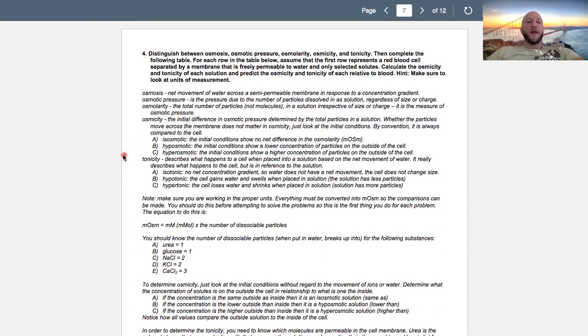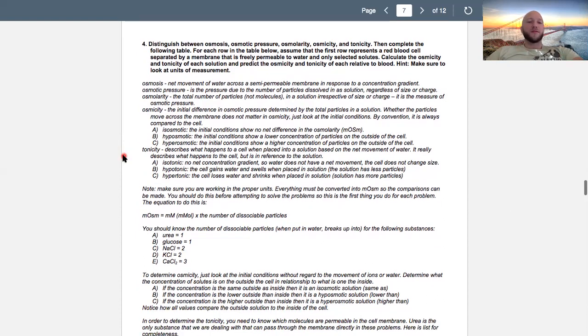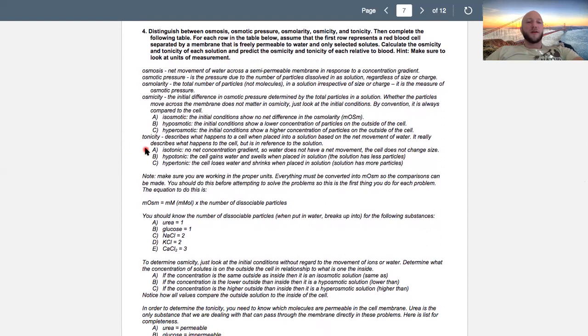Tonicity describes what happens to the cell when it's placed in that solution based on the net movement of water. It really describes what happens to the cell, but is in reference to the solution. So isotonic, same inside, same outside. Hypotonic, the solution has fewer particles. Hypo, water moves towards the area of higher particles, so water moves into the cell and the cell swells. Hypertonic, more particles outside, so water moves out of the cell and the cell shrinks or crenates.